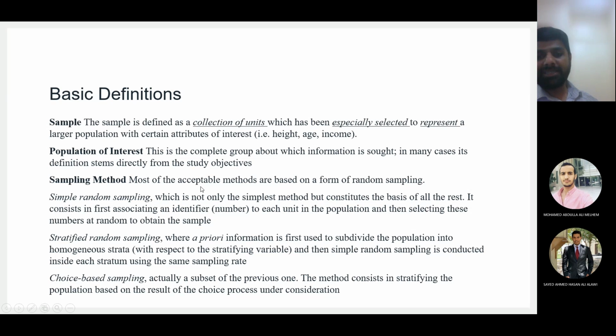In most cases, random sampling or some variation of random sampling is allowed. Random sampling means what? Random means no selection of the data. Earlier I was saying especially selected, but in many cases we don't want to do the selection ourselves. Random sampling means I'm not doing the selection. I'm not saying that I will collect the data from Muhammad or from Sayyid, from Ali, from Safa. I will not say that.